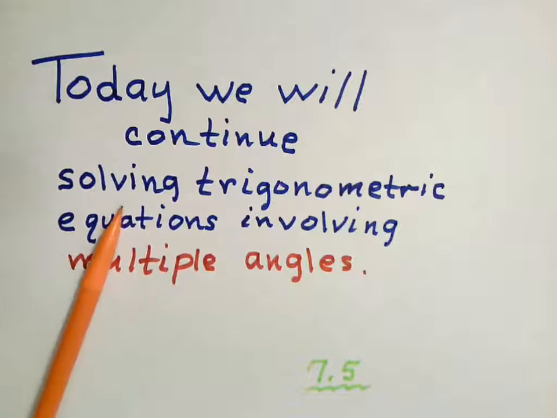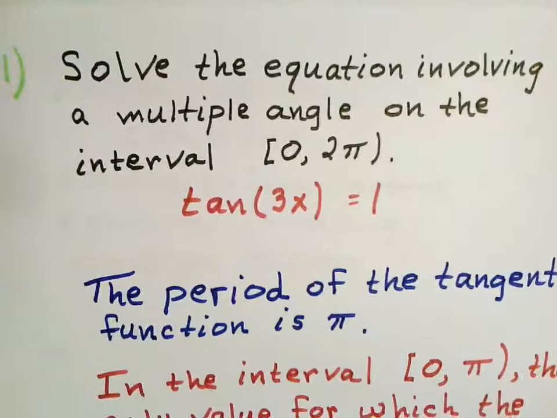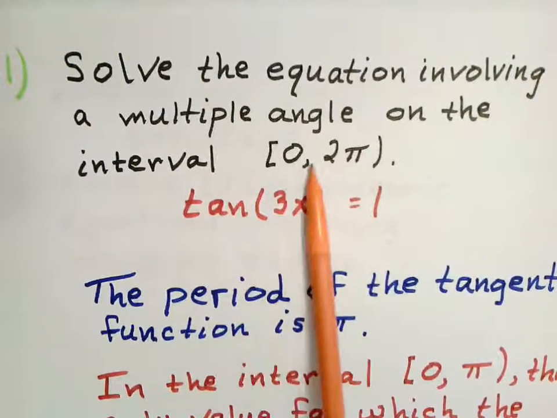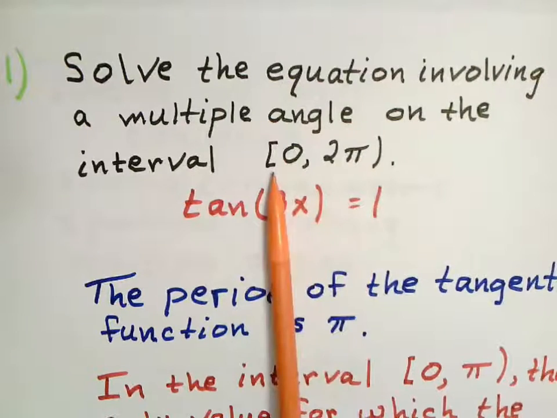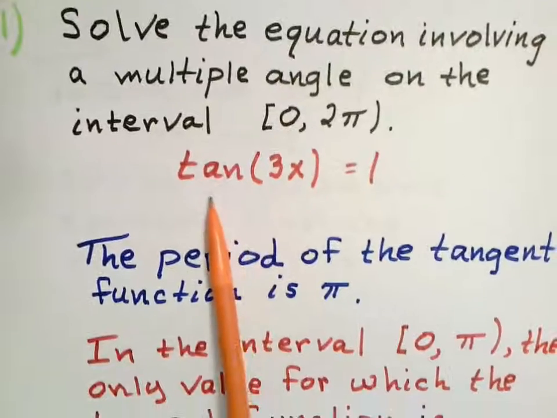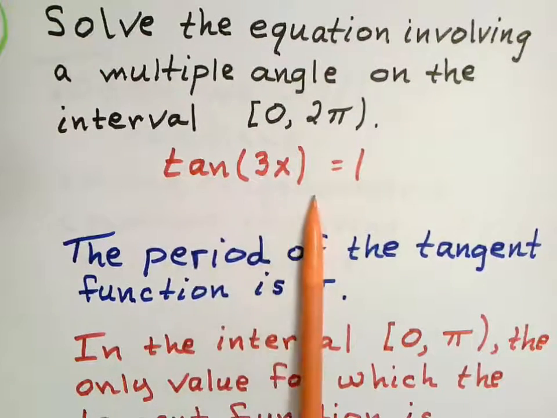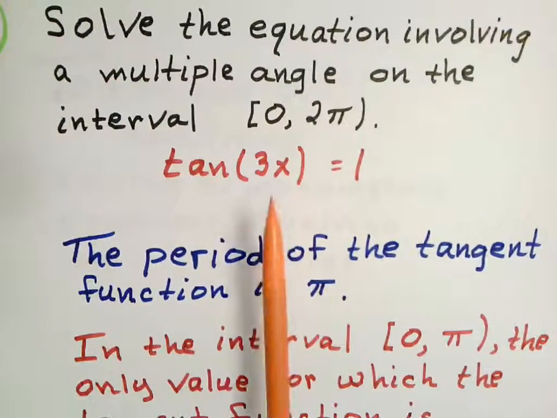Today, we will continue solving trigonometric equations involving multiple angles. This is in our ebook, Chapter 7, Section 5. We're going to solve the equation involving a multiple angle on an interval from 0 to 2 pi, including 0 but not 2 pi. And the equation is tan of 3x equals 1. A multiple of 3, see x is a multiple of 3.